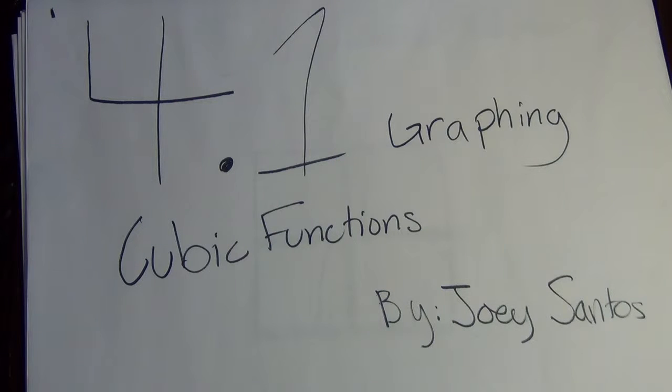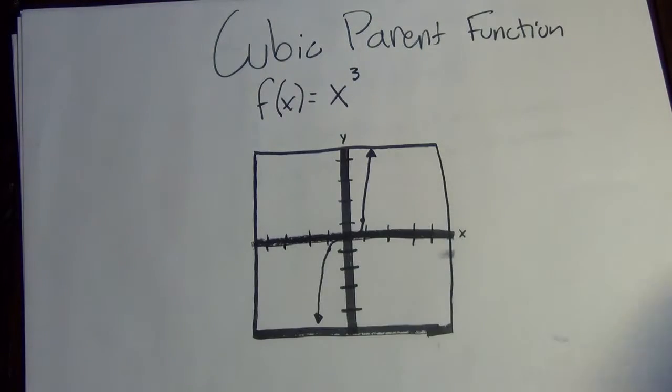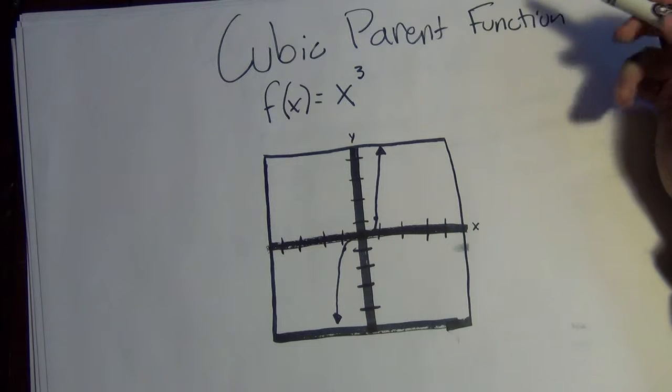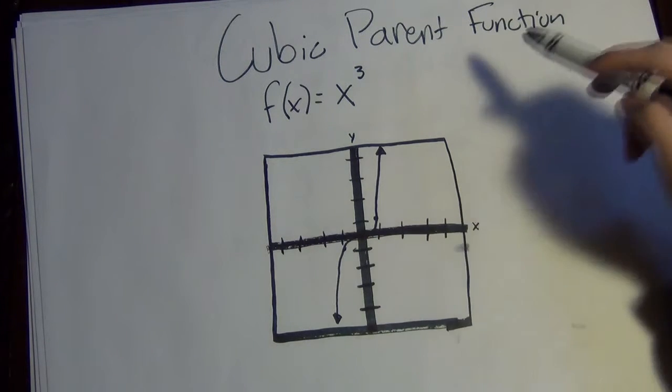I will be teaching you graphing cubic functions, unit 4.1. The first thing you need to know about cubic functions is the parent function. This is the function that everything kind of runs off of. As you can see, the parent function is just the regular f of x is equal to x cubed, and this is what the graph looks like.